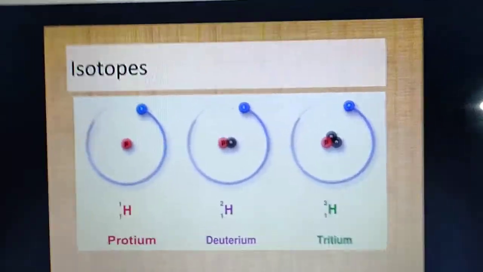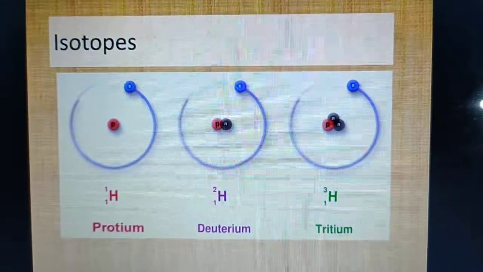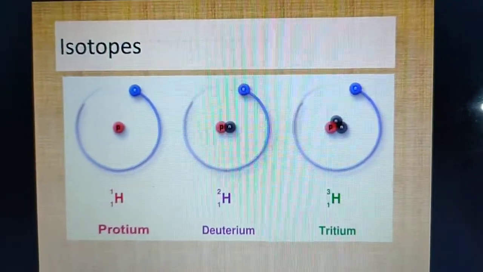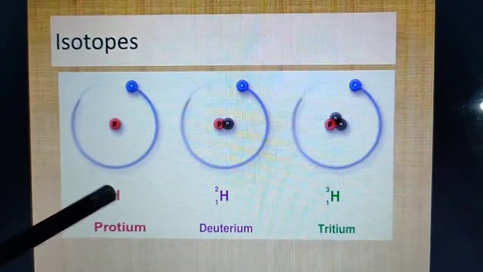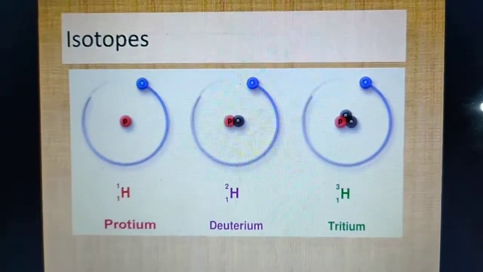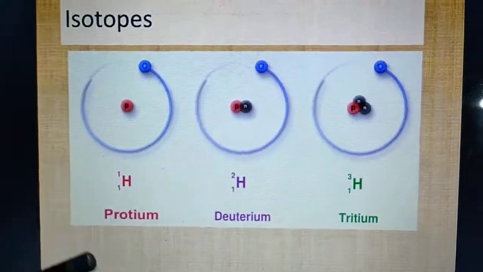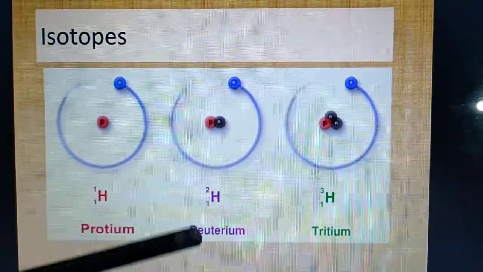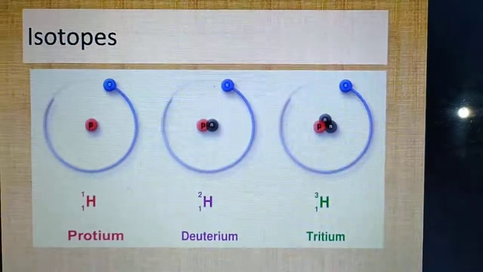As you can see here, as the examples of isotopes of hydrogen, there are 3 isotopes of hydrogen. As you can see here, the atomic number is the same but the mass number is different. So you can see mass number 1 called protium, mass number 2 deuterium, and 3 tritium. So these are the isotopes of hydrogen.